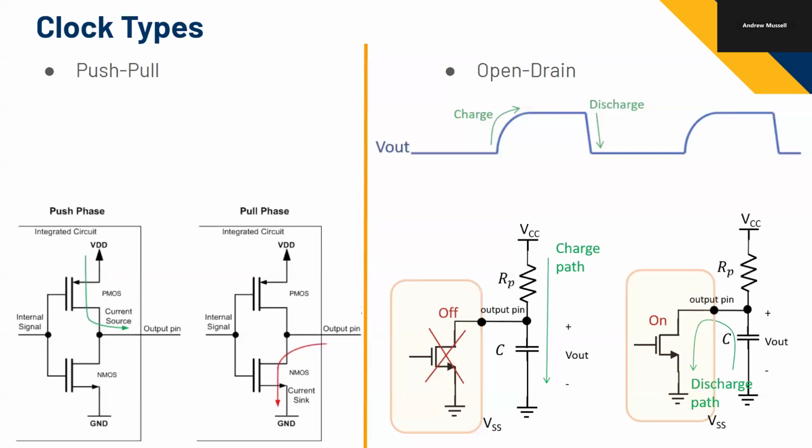Push-pull is basically just two switches, and I either short the top switch to my output or short the bottom switch to my output. These will have some small on resistance because these are MOSFETs, right? We have an NMOS and a PMOS. There'll be some small on resistance when we drive them high.